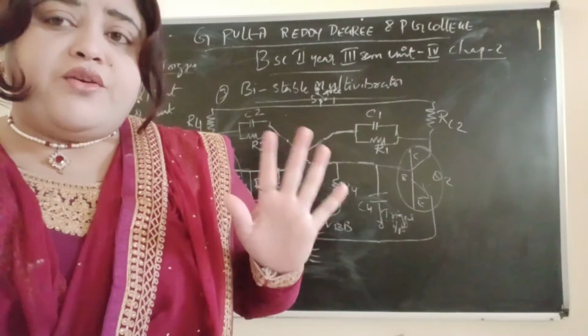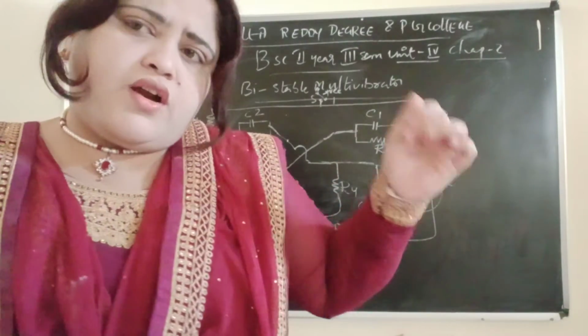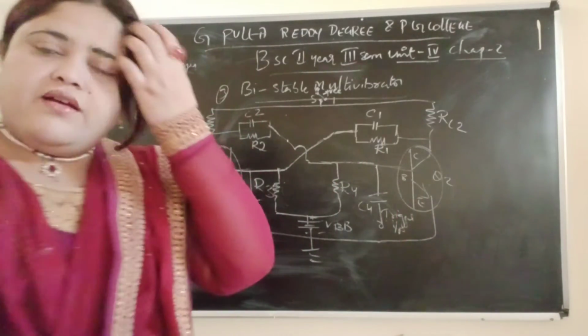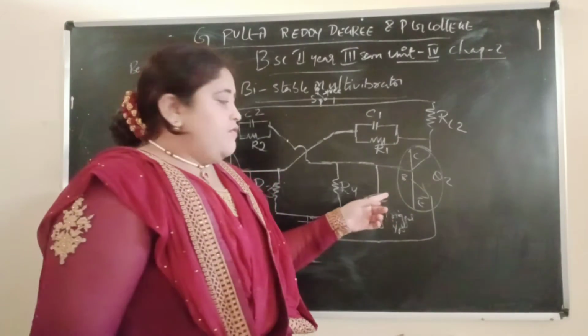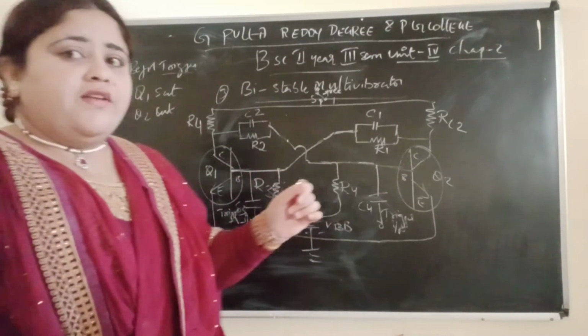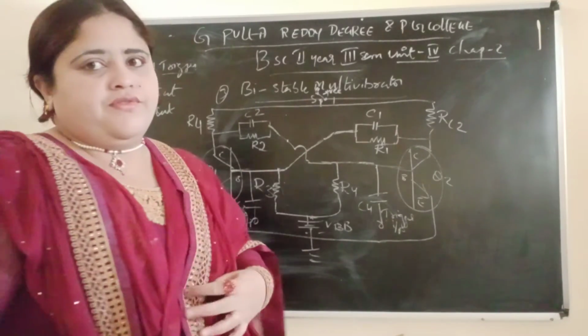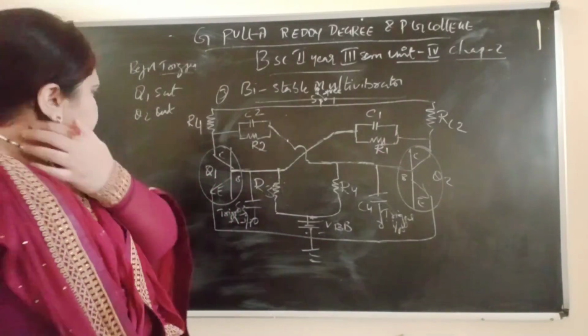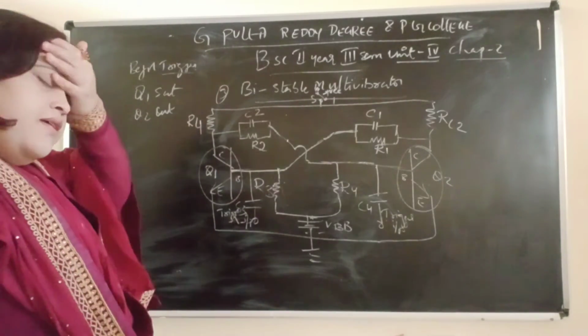And if I don't want to change Q1, I want to change from Q2, so what will I give? I will give the trigger to Q2. Q2 is in which position? Cutoff. So I will give which type of trigger to Q2? Positive. I will give the trigger of Q2 as positive. Remember this.